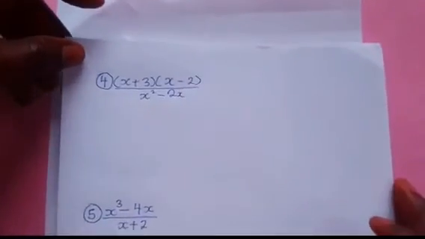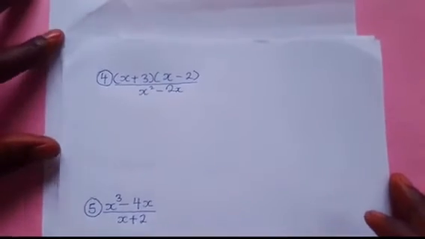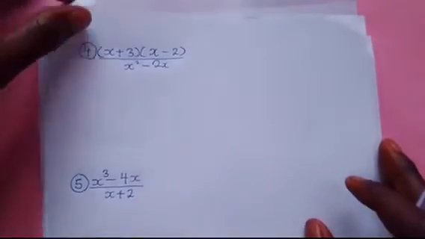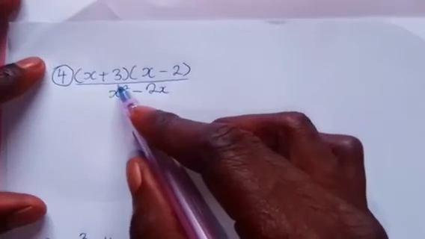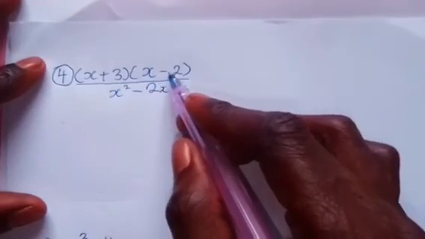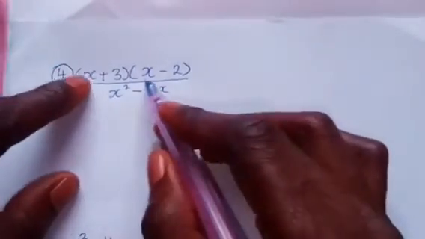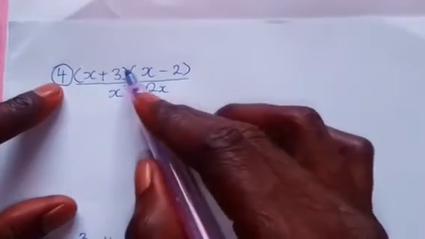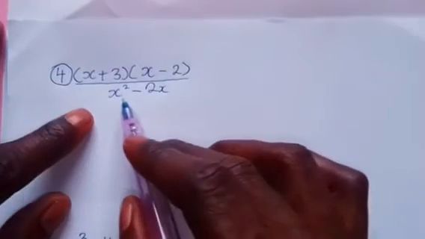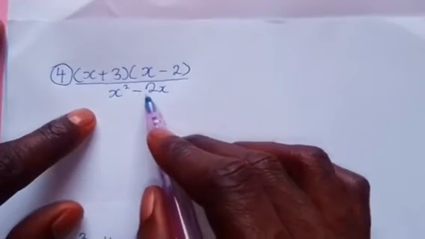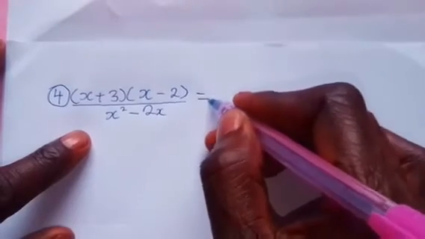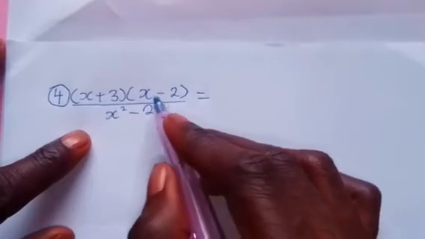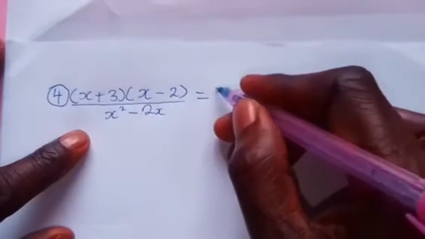Now in the fourth example here, we are given something slightly different from the first 3 examples we just dealt with. In this example here, we have x plus 3, then x minus 2. Both numbers are multiplying into each other. That's the reason why you see the bracket. Then at the denominator, we have x squared minus 2x. So how do we approach this question? Here is how we'll go about it. First, there's nothing we can do here other than to write the number the way it is given to us.